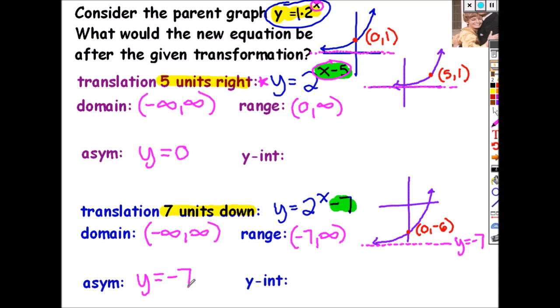Now how do I find the y-intercept? Well, to find the y-intercept, you want to plug in 0 for x.